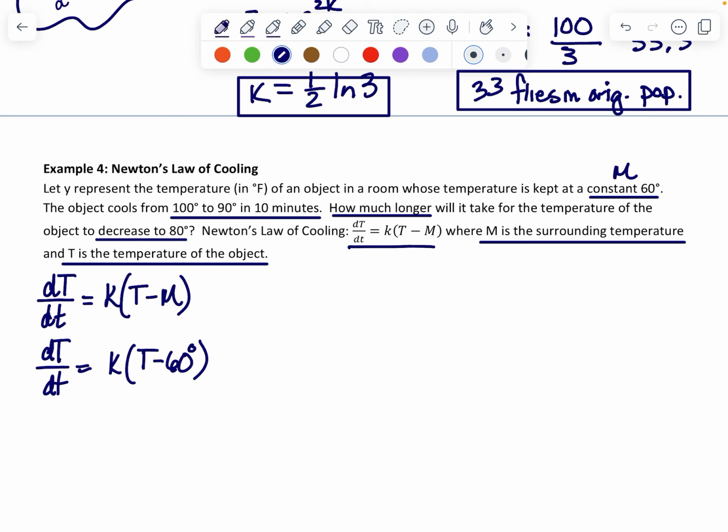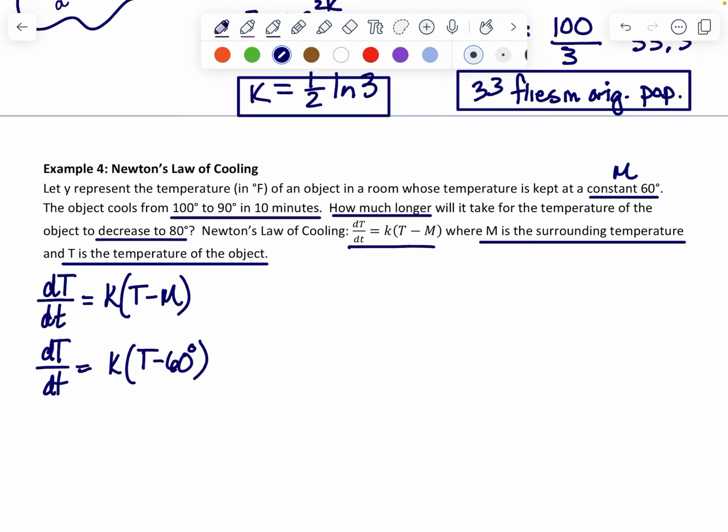So Y represents the temperature of an object, a very obscure, anonymous object, in a room whose temperature is kept at a constant. The object cools from 100 to 90 in 10 minutes, so we know time is in minutes. How much longer will it take for the temperature of the object to decrease to 80 degrees? So we have Newton's law of cooling. We have to get this equation settled so we know what to put where. We need some constants in here, but we don't have an equation yet.